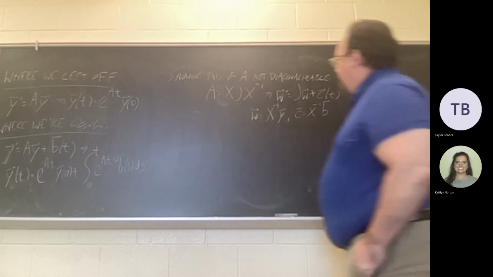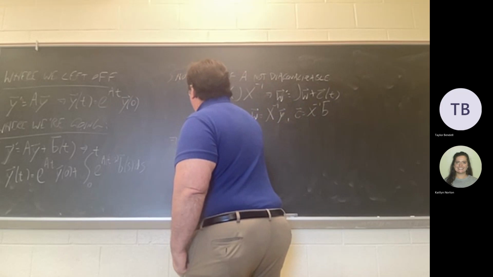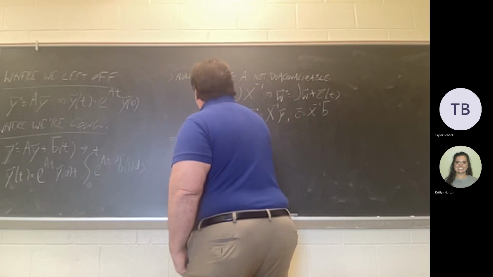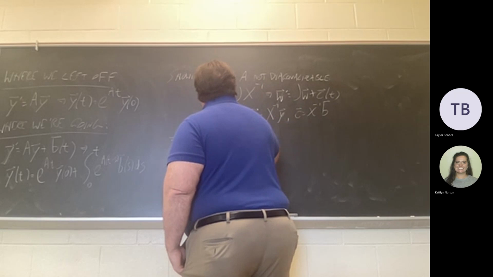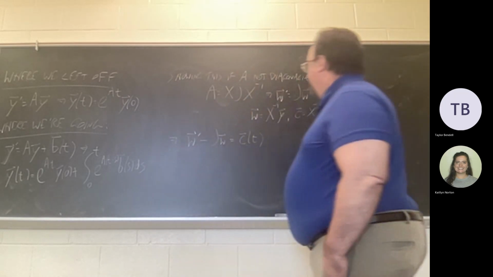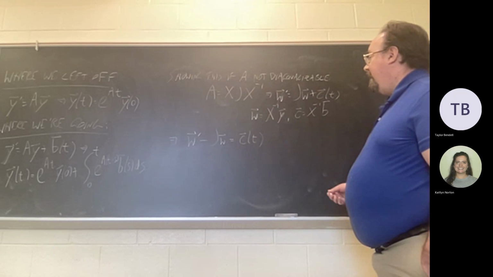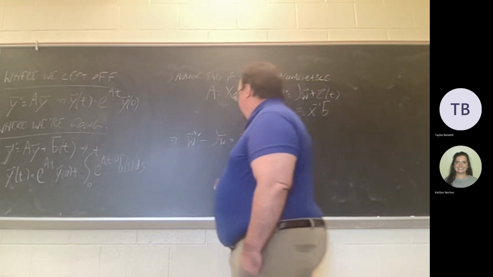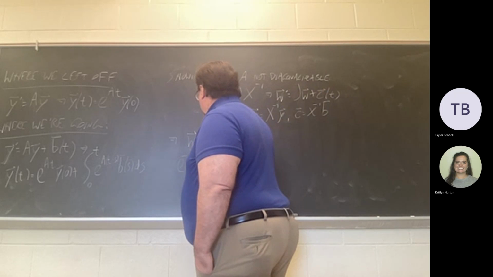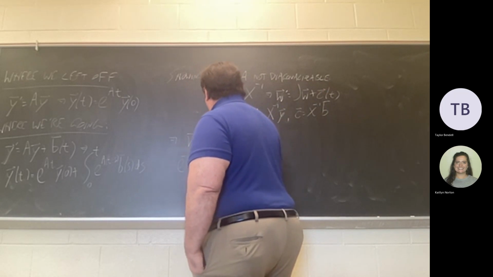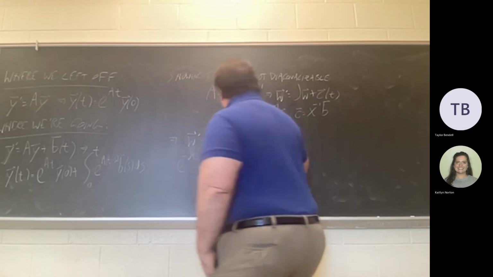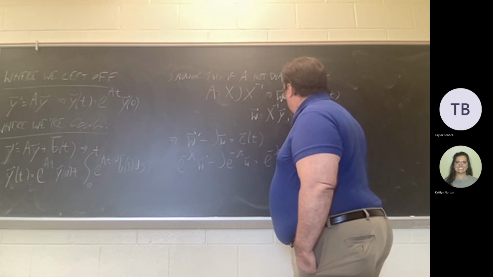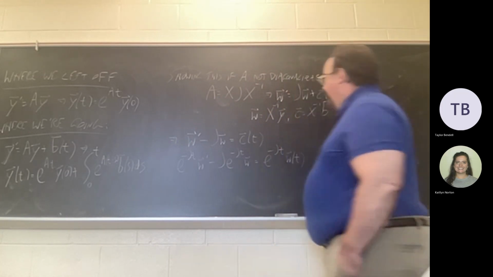Now, the thing is, if I write it this way, W prime minus JW is equal to C(t), and then I multiply both sides by e to the minus Jt. Okay.